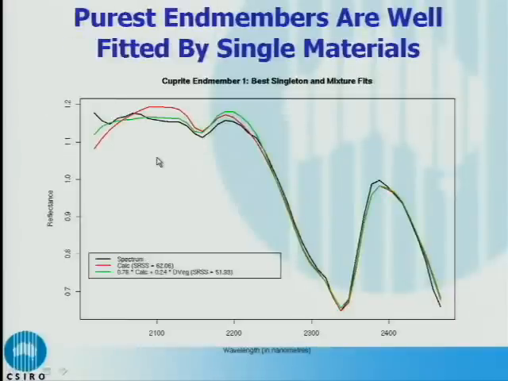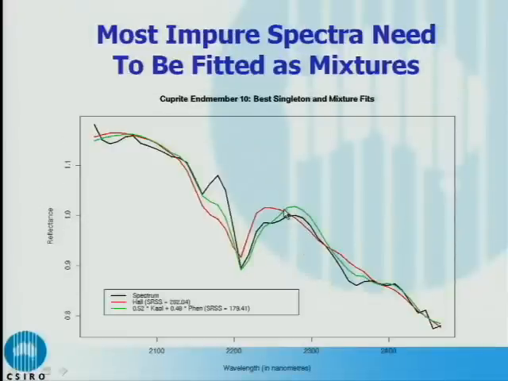Okay, so that's the first endmember. That's in black. And you can see there's some funnies going on up here, but it's basically saying you're getting a good fit of a mineral called calcite. Okay, very nice fit. The more impure spectra need to be fitted as mixtures.